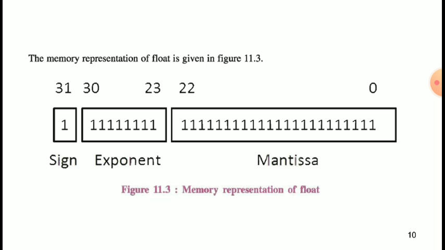Next, the memory representation of float is displayed as follows. So that is the numbers 0 to 31. Bits 0 to 22 are the mantissa, 23 to 30 are the exponent, and the last bit, 31, is the sign. So that is the memory representation of a float.